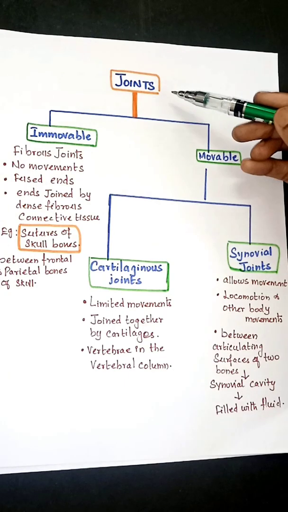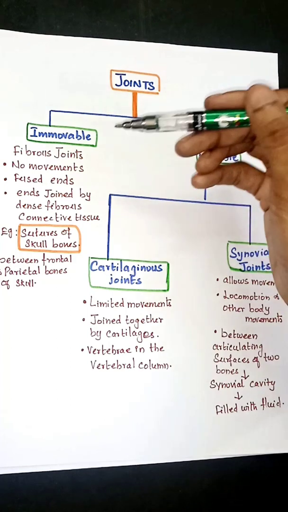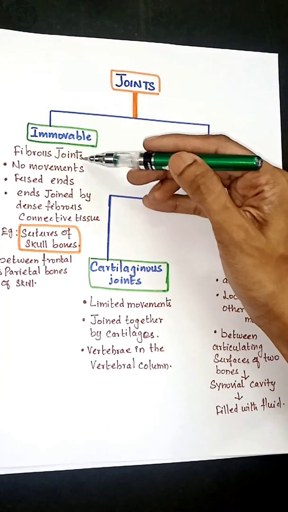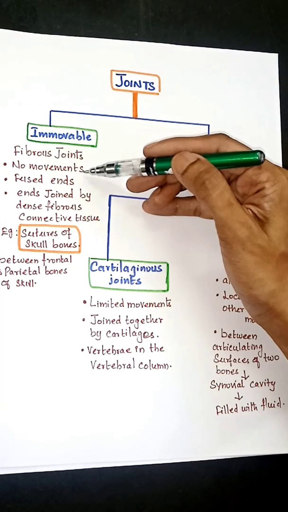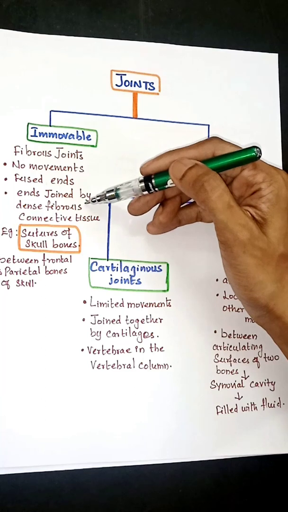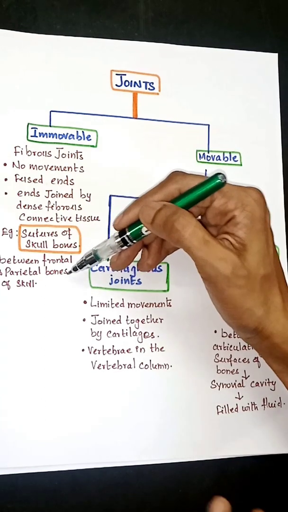The joints present in the human body are divided into immovable and movable. Immovable means fixed, okay. An example of this is the fibrous joint, with no movements. Under fibrous joints there will not be any movement. They are fused ends. Ends are joined together by dense fibrous connective tissue. Example, sutures of skull bones between the frontal and parietal bone.